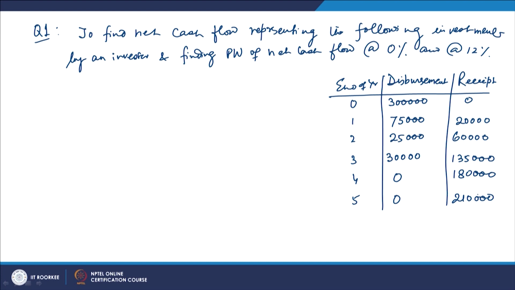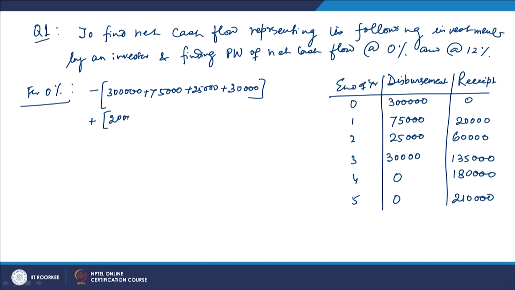Now, when you have a 0% interest rate, the time value of money is not coming into the picture, and in that case when you have to find the present worth, all these things will simply be added up. You have to take all the disbursements into account and all the receipts into account, and then accordingly find the present worth value. So, for 0%, the disbursement values are all negative. You will be adding all these negative values: 3 lakh plus 75,000 plus 25,000 plus 30,000, and then the positive receipts: 20,000 plus 60,000 plus 135,000 plus 180,000 plus 210,000.